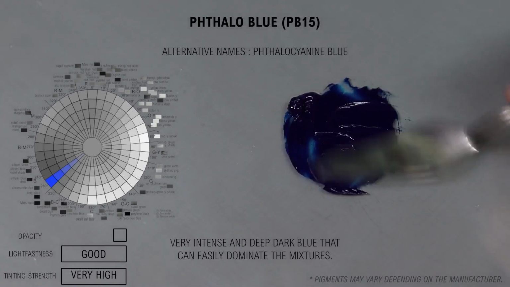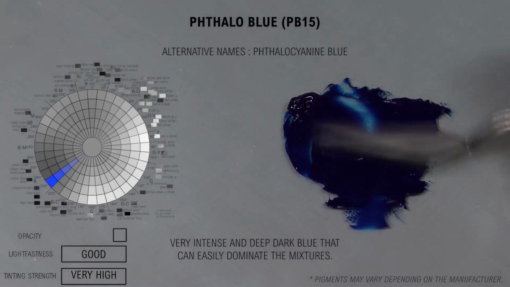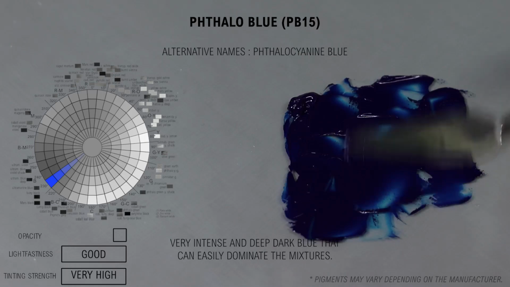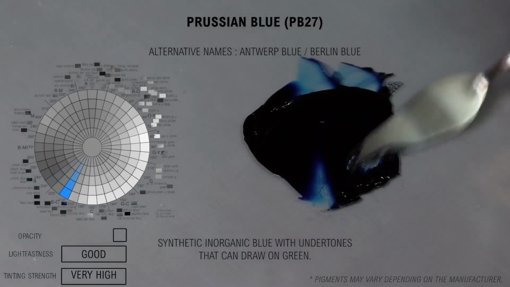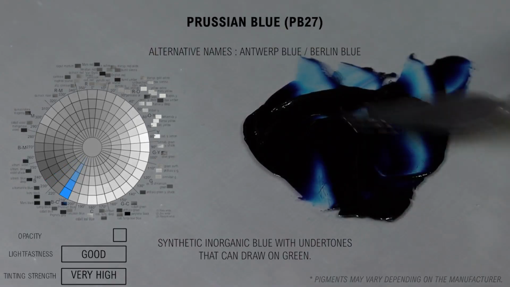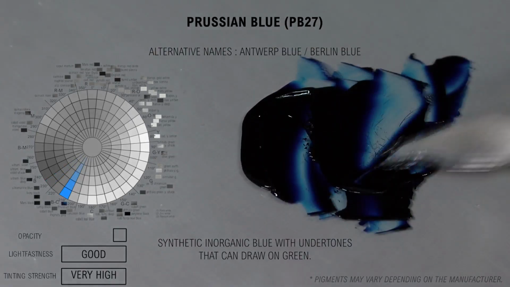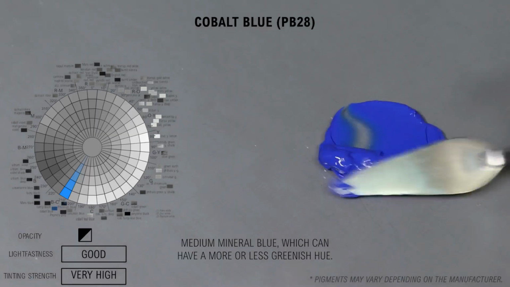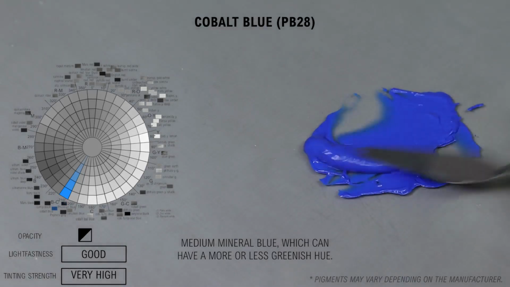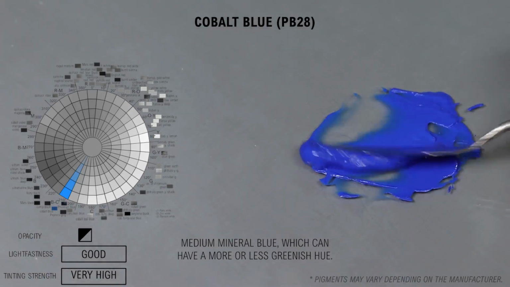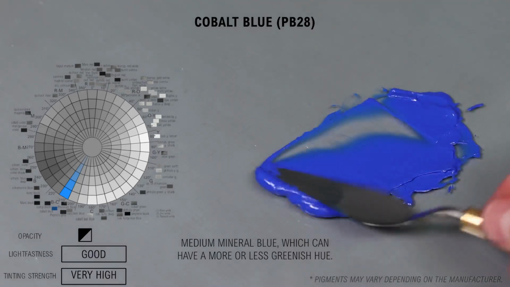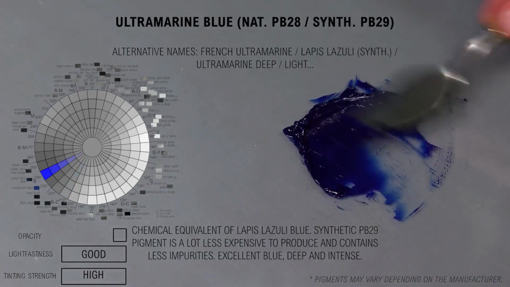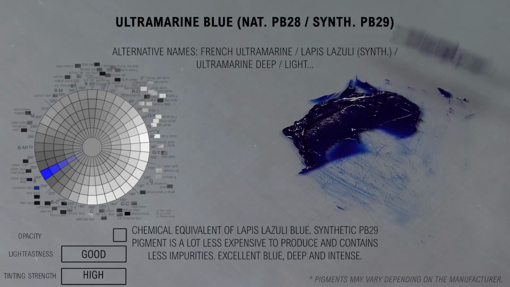Phthalo blue is a very intense and deep dark blue that can easily dominate the mixtures, as any phthalo. Prussian blue is a synthetic inorganic blue with undertones that can draw on green. It's a transparent blue that has a good light fastness and high tinting strength. Cobalt blue is a medium mineral blue which may have a greenish hue. It is semi-opaque.